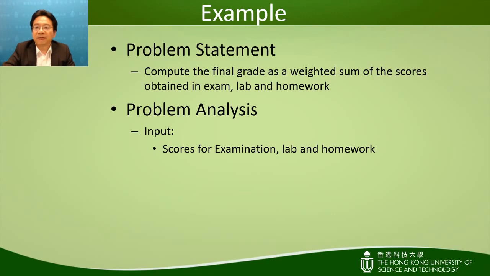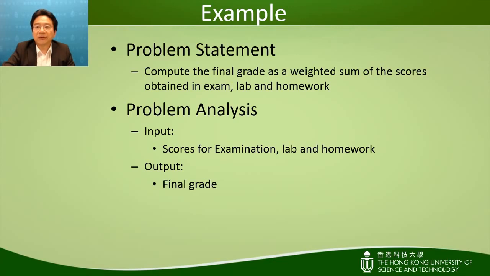The problem can be formulated by specifying a set of input and output. In this case, the scores in the exam, labs, and homework would need to be provided as input. The course may require multiple exams, labs, and homework. But for simplicity, let's assume that we have an aggregated score for each of those components. The output for this problem is quite obvious. We want the final grade, which is a weighted sum of the scores, as output.